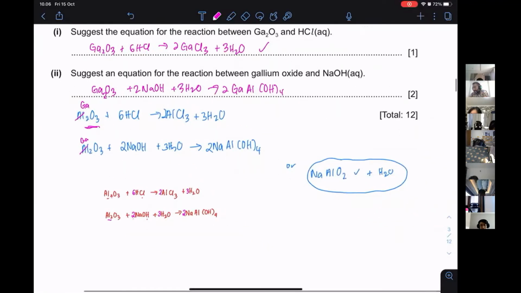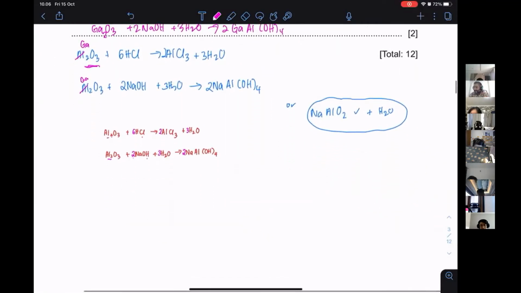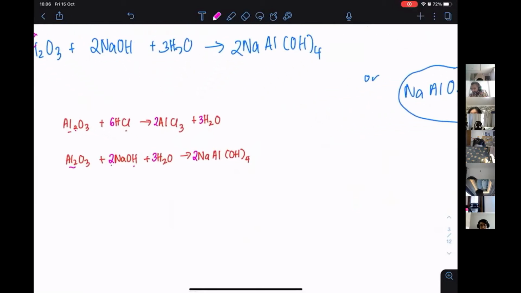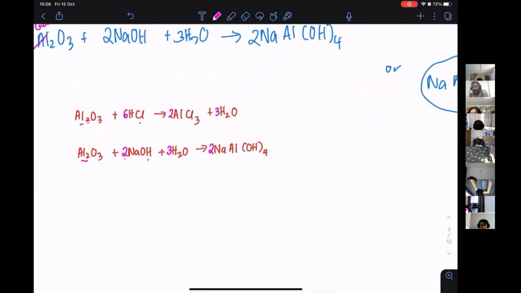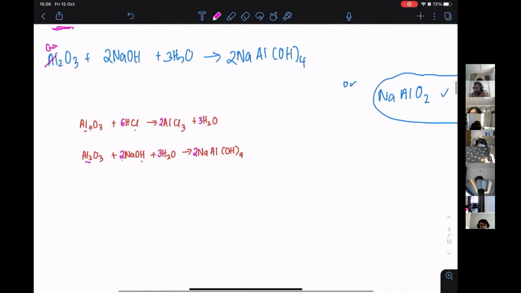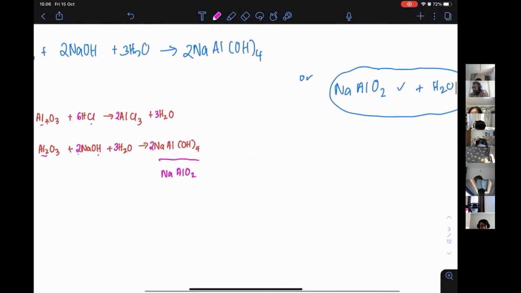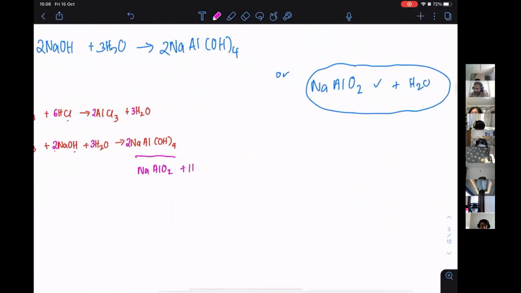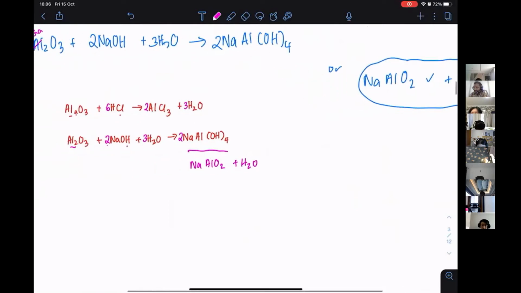If you look at the marking key, there is another reaction which is not written in the textbook, but it is also given in the syllabus. Instead of giving you NaAlOH4, you can also have NaAlO2 and water. That is another example.